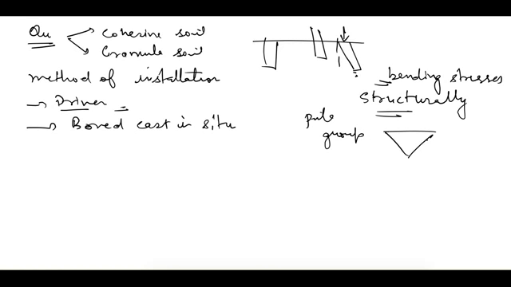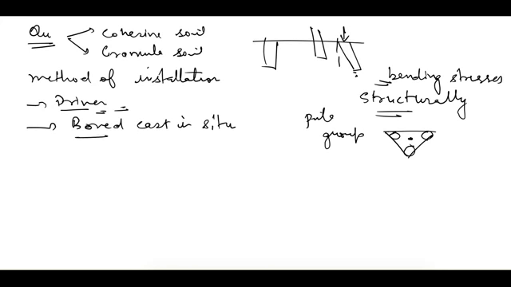So we'll use 3 piles and we'll put them in this shape, that is at the corners of a triangle, and we'll apply the load, that is the column load will come on the centroid of this triangle. So that is about the driven pile, and the reason is because during driving this pile may turn in the lateral direction, and because of that the load will not be vertical on the pile.